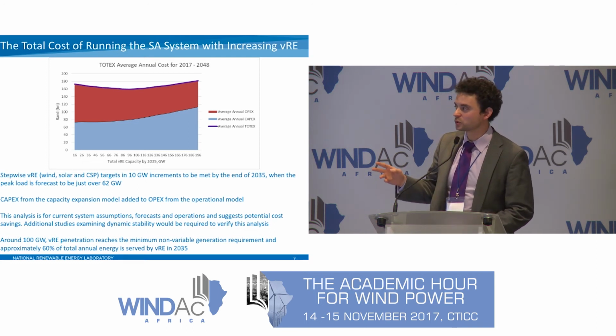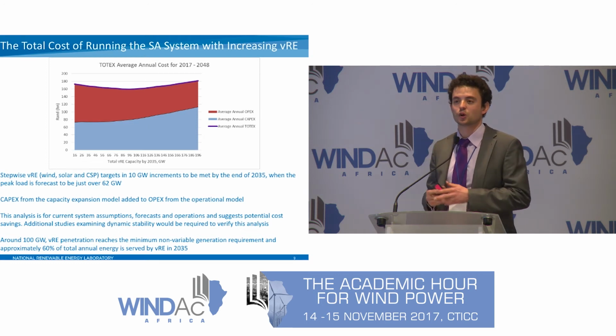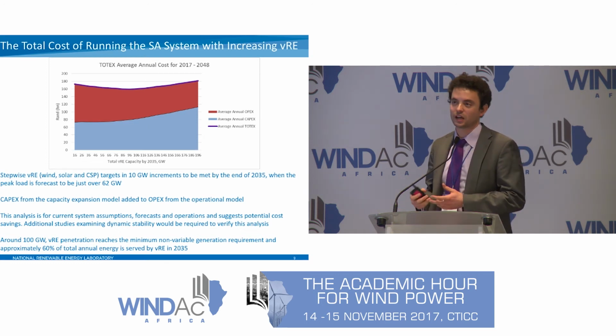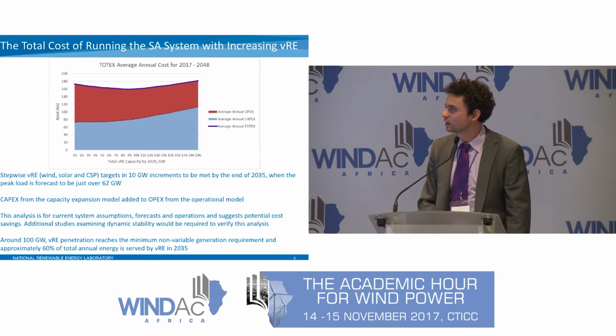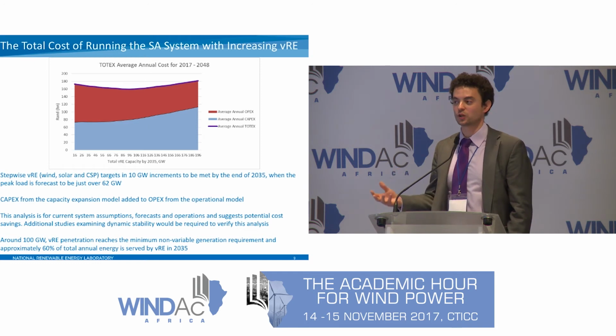And we hit an optimum when we hit a minimum non-variable generation requirement, which is a combination of operational requirements and also take-or-pay contracts. So let's look at that 96 gigawatt case a little closer. We'll look at the build plan.